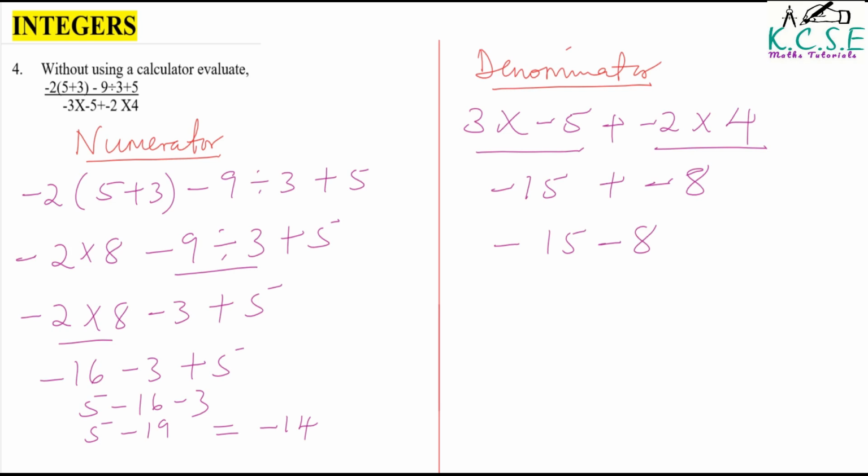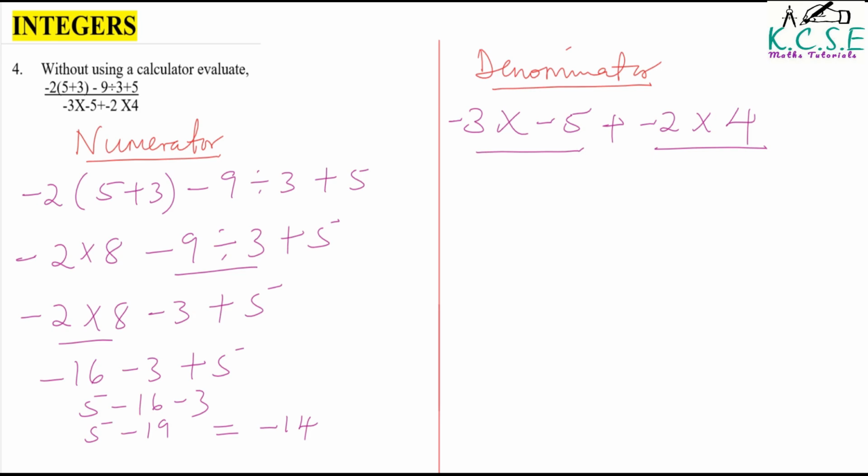I'm sorry, there's something we've omitted in that part. This one is supposed to be negative 3. Look at this denominator. I'm sorry for that.